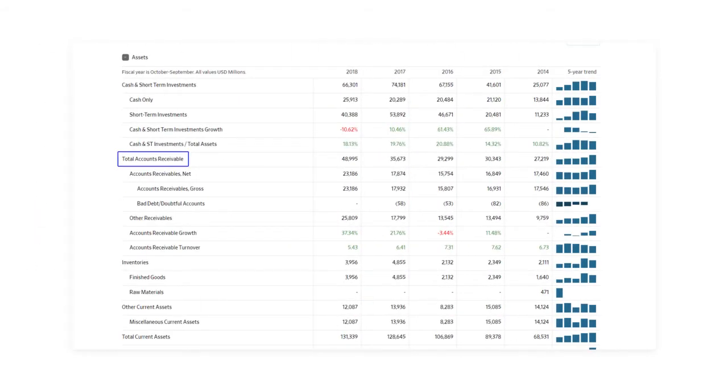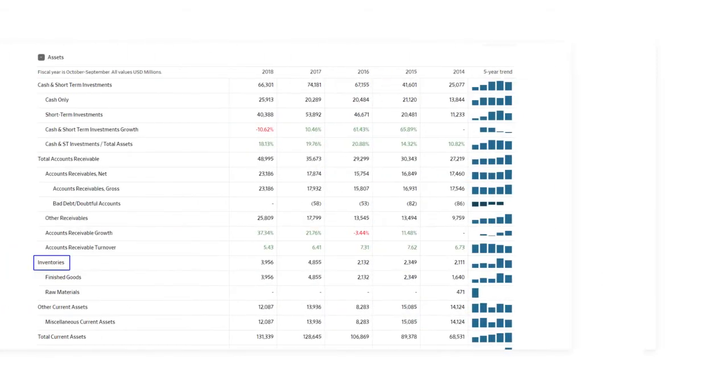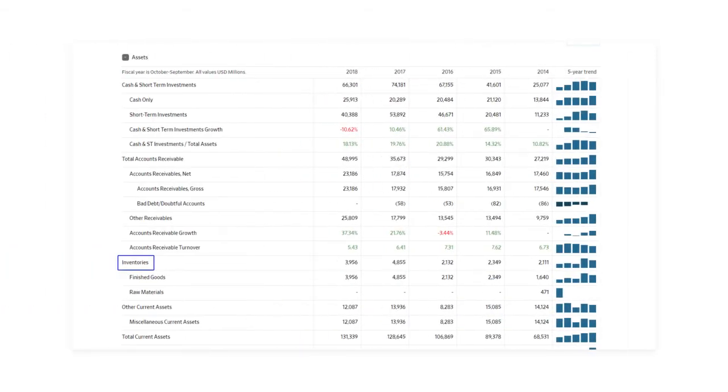Total accounts receivable is a receivable, usually a short-term debt to the company, in the person of those who may owe money to the company. Clients themselves or other enterprises may act. Inventories is a term for finished goods available for sale and raw materials used to produce goods available for sale.